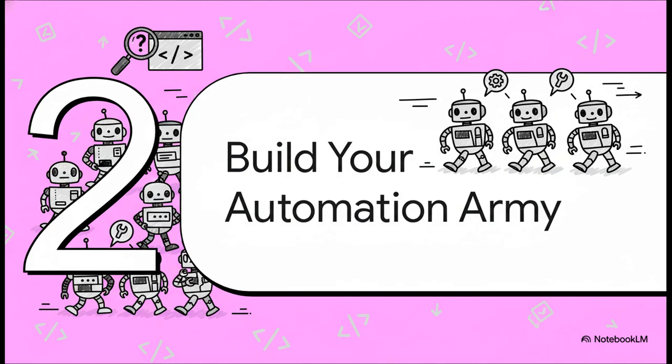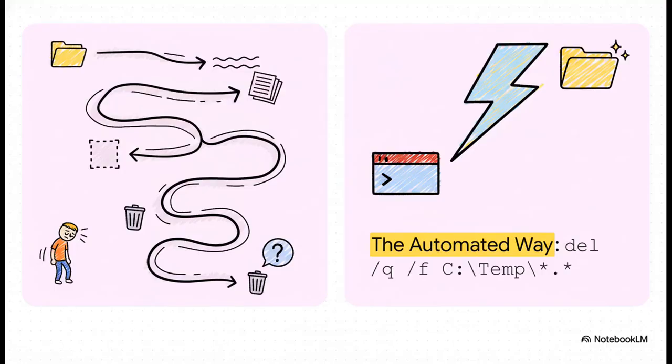All right, so we've solved some mysteries. Now it's time to go from investigating to acting. We're going to build a small automation army that'll handle all those boring, repetitive tasks for you. I mean, just take a simple task like cleaning out temporary files. Manually, as you can see on the left, it's like 5 or 6 tedious steps, but with a single command, that one little line on the right, you can do it instantly. No pop-ups, no waiting. That's the power of automation right there.